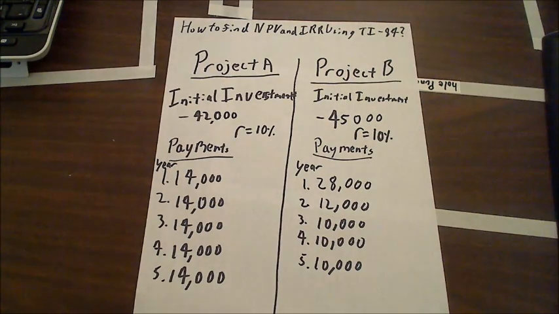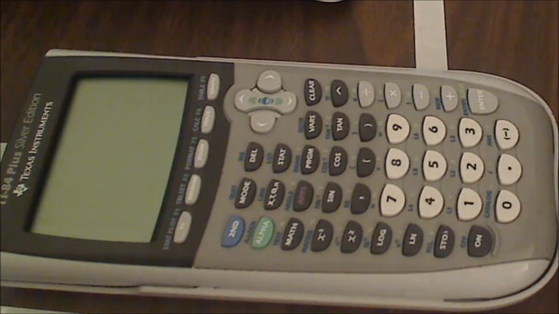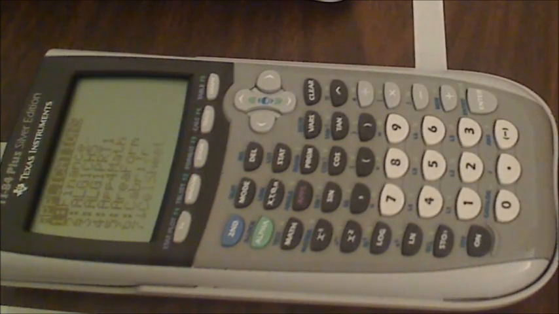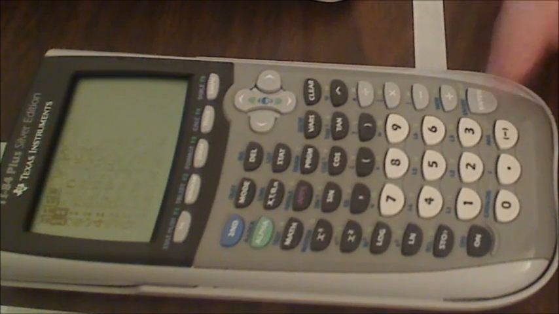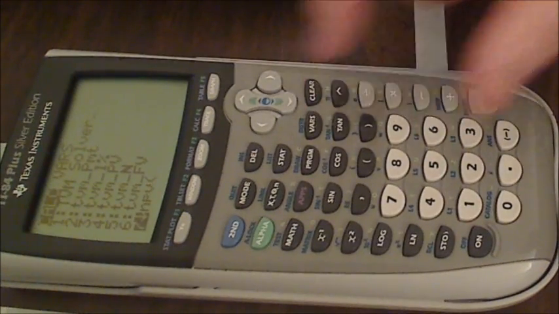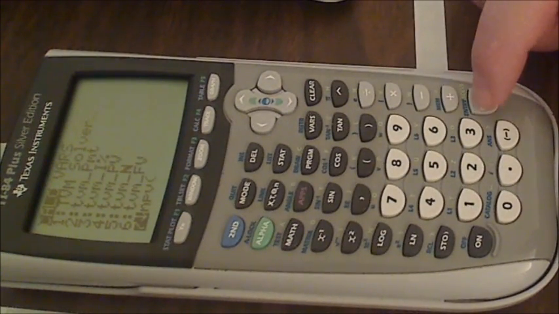So all you want to do is obviously turn your calculator on. Okay, so we're going to start off doing Project A and finding the NPV for Project A using our calculator here. The first step is to go to Apps on your TI-84, press number 1, and it says Finance. Now scroll down to number 7 where it says NPV. That's your net present value.